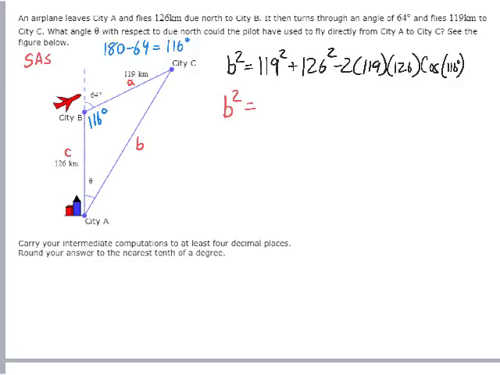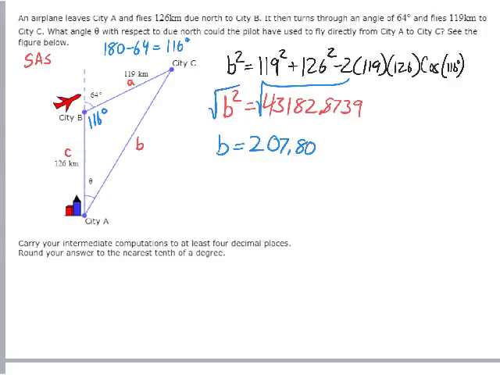which is 43,182.8739. That's a big number. Then we square root both sides, yay, and we get B equals 207.8049 would be the kilometers for B.